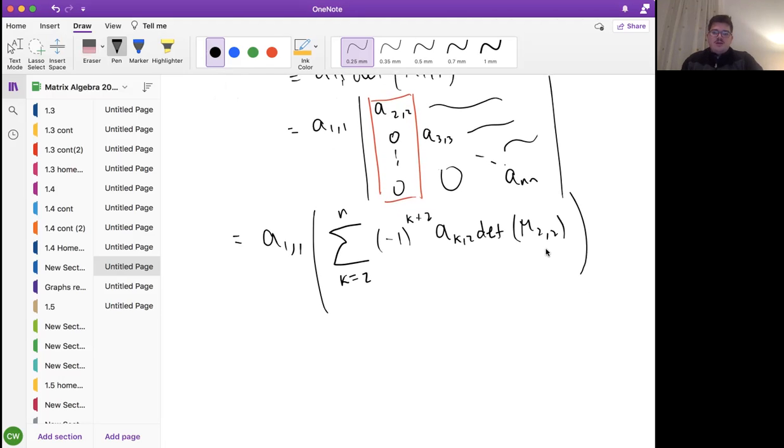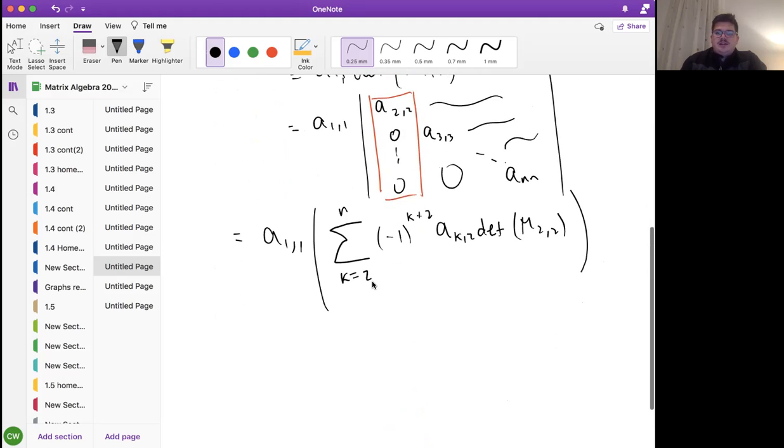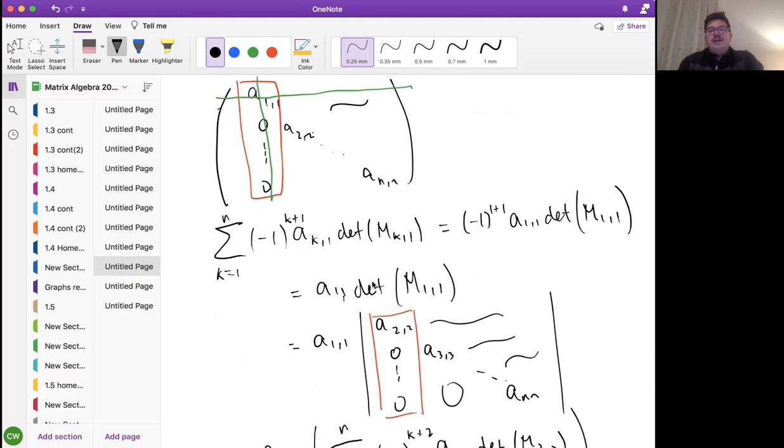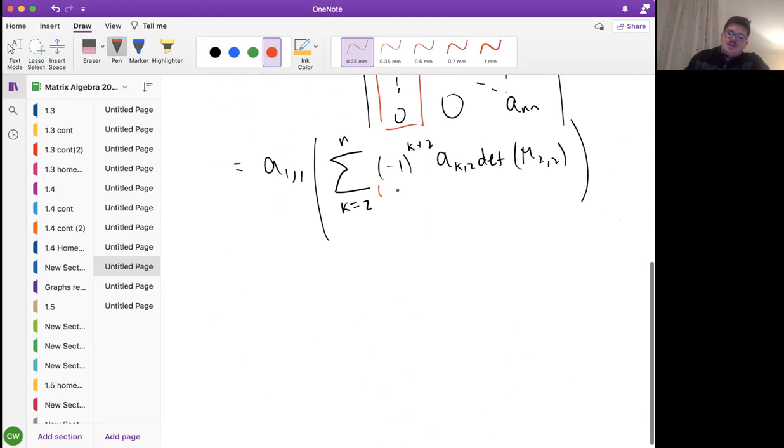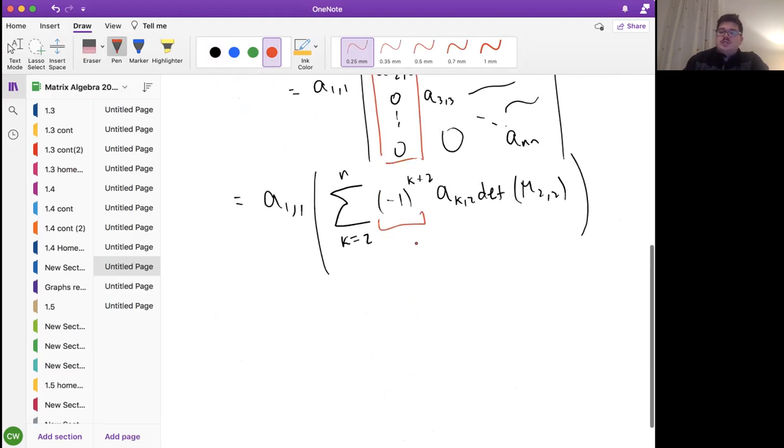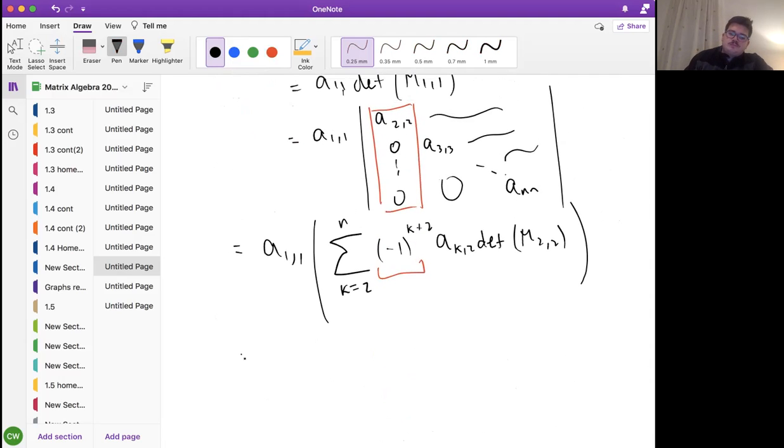Anyway, at any rate, it's always going to be 1, 1, right? So this -1 term is always going to be positive, right? So we have A11, and the only surviving term is the first term, A22. And we look at the determinant of M22. Sorry, this is meant to be a K here.